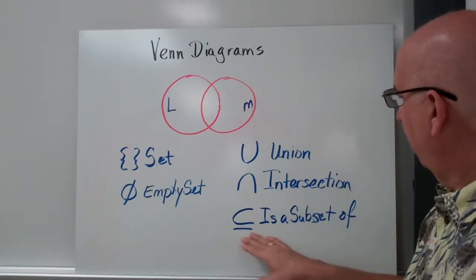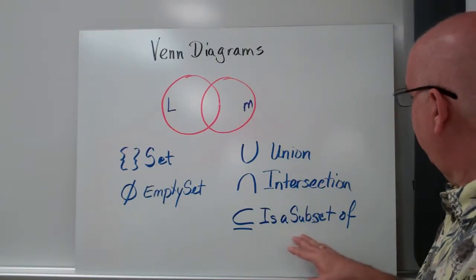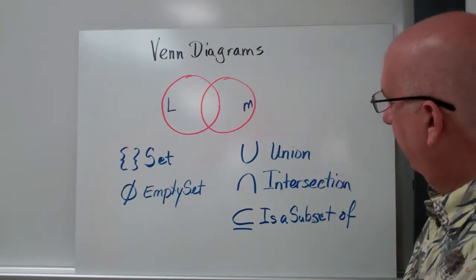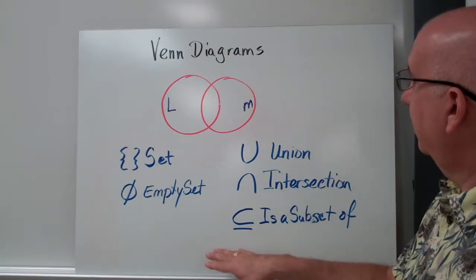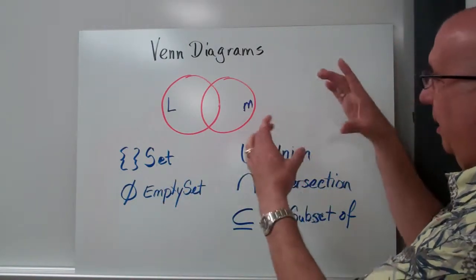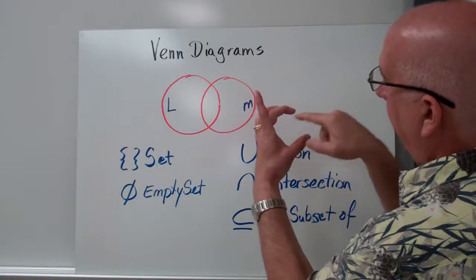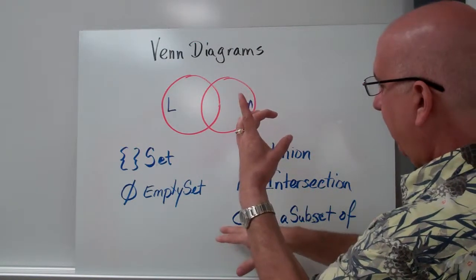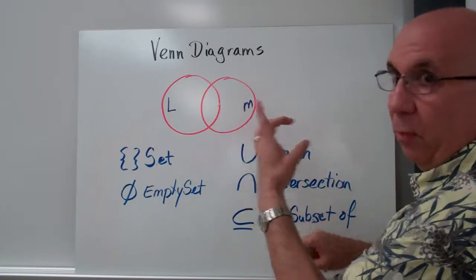This symbol is read "is a subset of." So if I had a subset of X and Y, where one is inside the other, or X is inside of Y, I could say that X is a subset of Y.